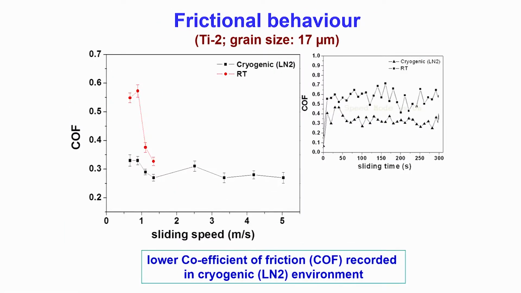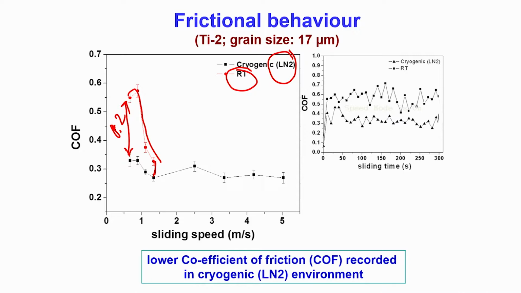Now, in terms of frictional behavior, this is for the titanium 2. We are comparing here room temperature versus liquid nitrogen results at different sliding speeds. At room temperature, there is certainly a higher coefficient of friction. You can see this difference here, it is 0.55 versus 0.35. So, this difference is around 0.2, and this difference is certainly reduced when you go to the high sliding conditions, particularly at more than 1 meter per second.